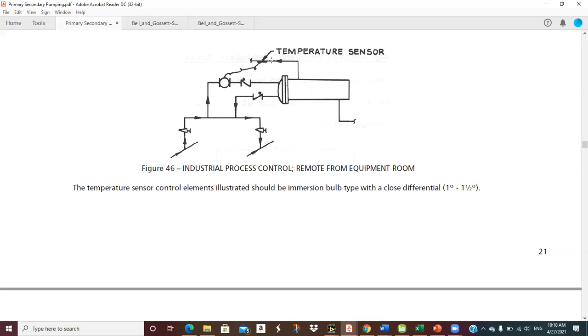I could have this thing pretty close, maybe within a couple of degrees, and it's going to run this pump in order to maintain the temperature here. Otherwise, this water will just bypass and go back into the return. The temperature sensor control elements illustrated should be immersion bulb type with a close differential, 1 to 1.5 degrees, for good tight control of this fluid temperature leaving the heat exchanger.